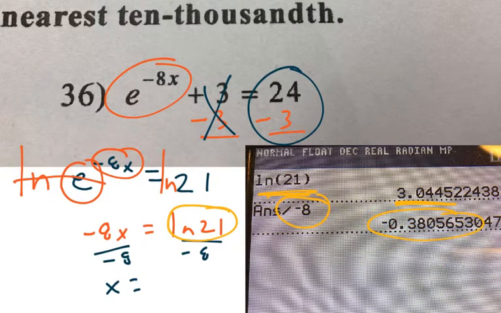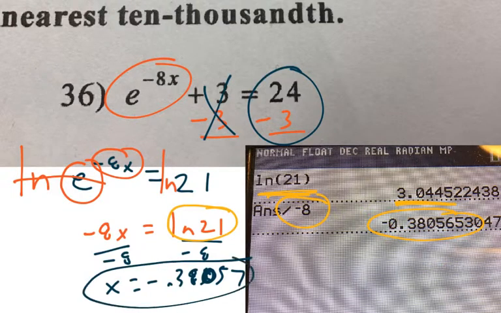So there's my answer. X is negative 0.38057. Your teacher's going to make you round off to either 4 or 5 decimal places, guys, so I'm going to use 5: 0.38057, rounding it off. Pause the video if you need to.